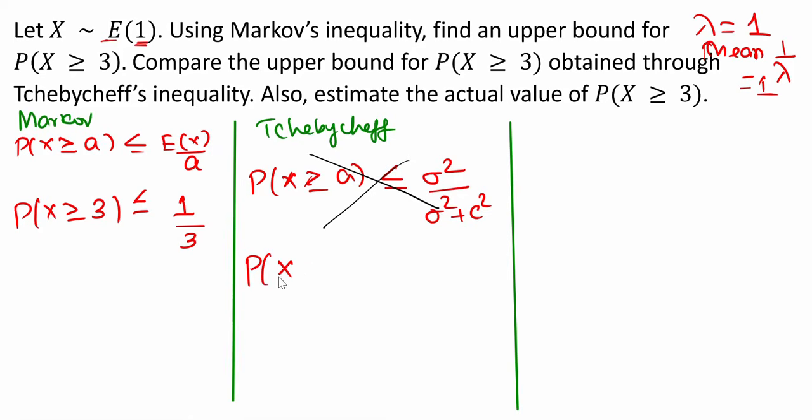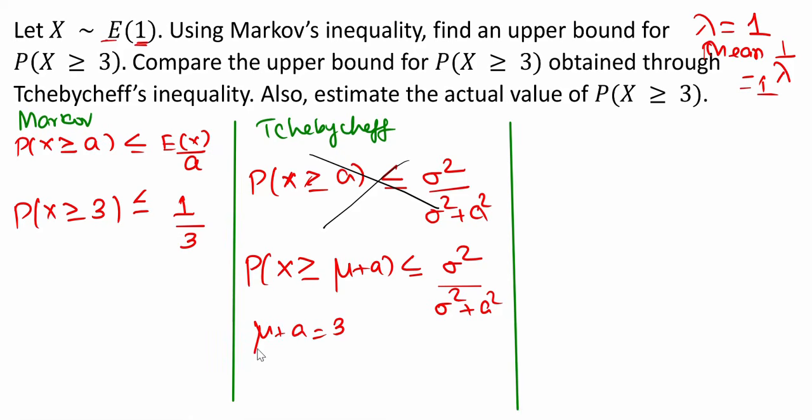I'll have to apply probability of X greater than or equal to mu plus a is less than or equal to sigma square divided by sigma square plus a square. So in this case, mu plus a is going to be equal to 3. Your mu we already know is 1, so mu plus a is 3, so my a is 3 minus 1. So a becomes equal to 2. What is the second thing I need for my Chebyshev's inequality? I need sigma square.